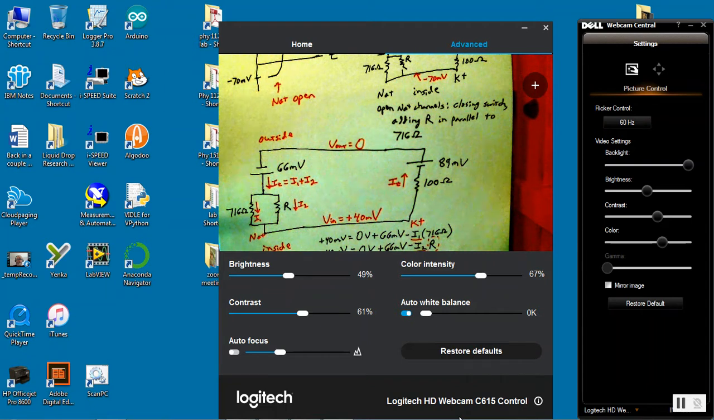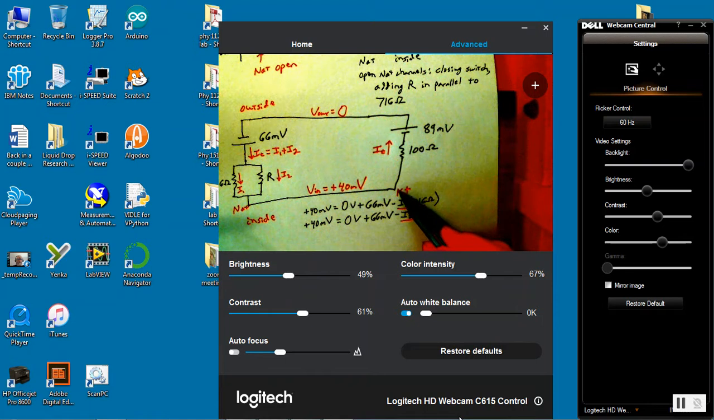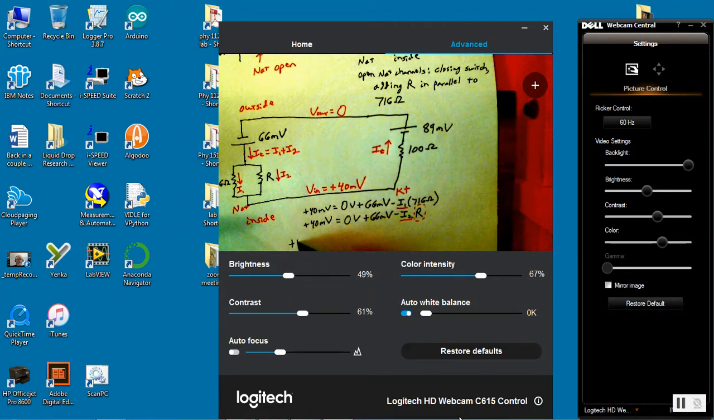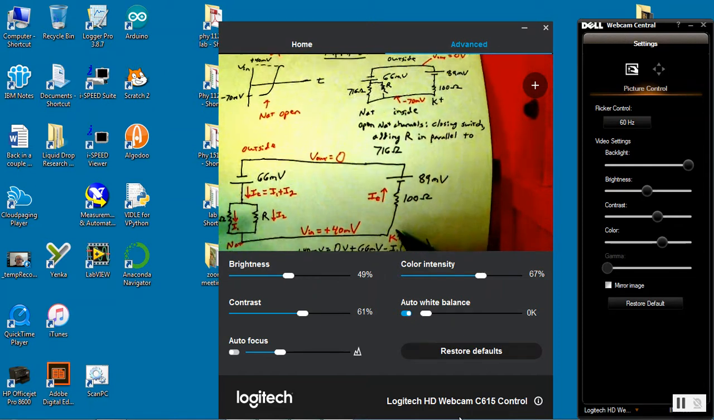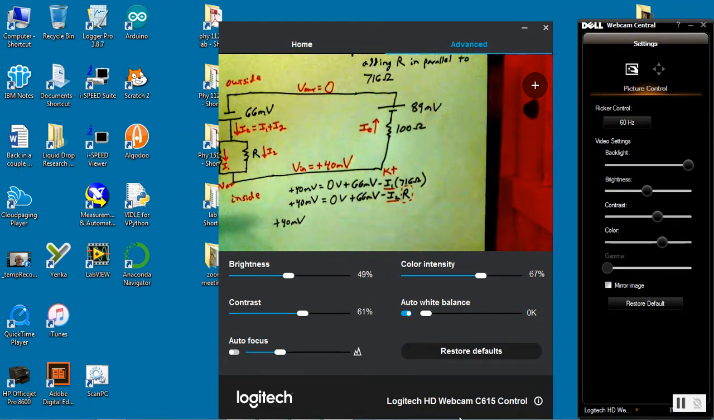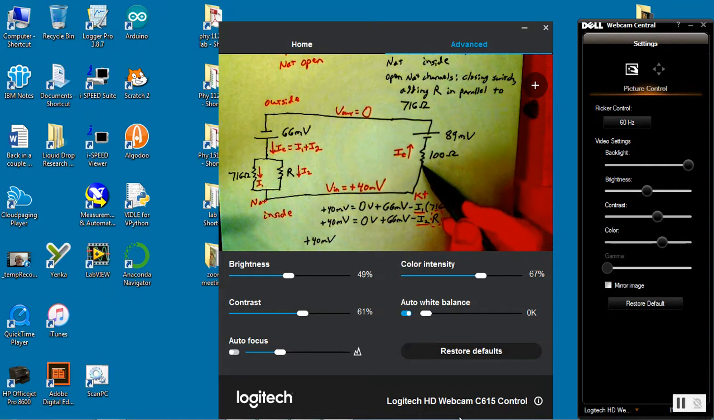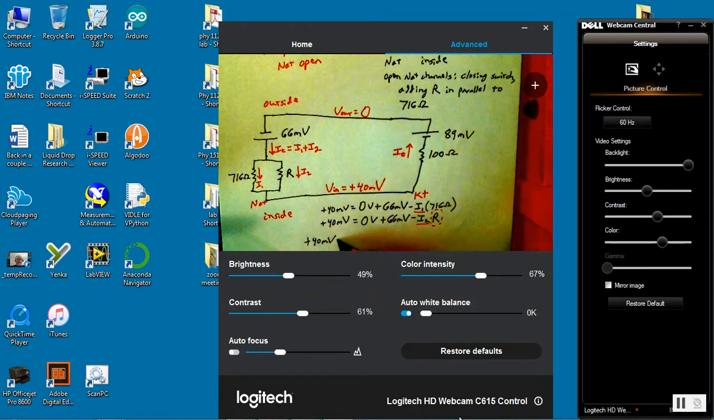Well, what does that mean? Well, if I start here, where I'm at 40 millivolts, I go through this resistor in the direction of current. Water flows downhill, so that's a decrease of potential equal to the current times the value of that resistor.